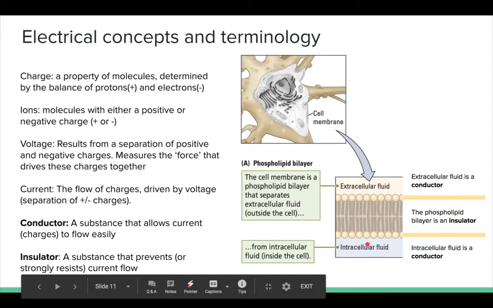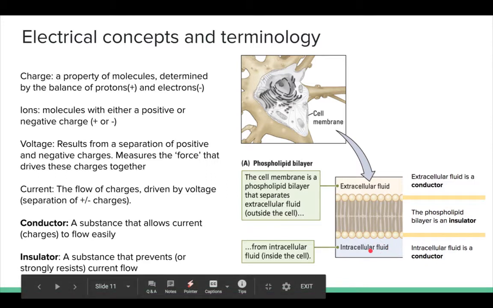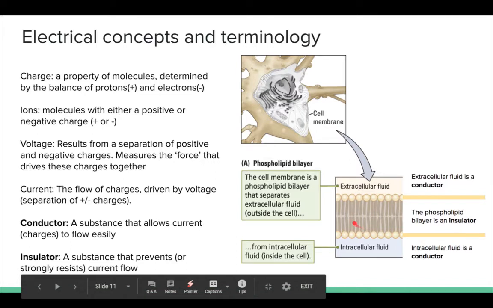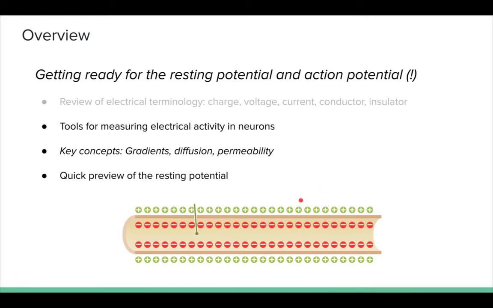The same thing is true of the intracellular fluid. Again, it's this salty aqueous environment. It's very easy for charge to flow within the intracellular fluid. The membrane, however, this phospholipid bilayer, these fatty acid tails, are essentially a form of insulator, which means that it's going to be very difficult for charge to flow through the phospholipid bilayer. And this is the property of the membrane that allows it to maintain this net negative charge on the inside and net positive charge on the outside.